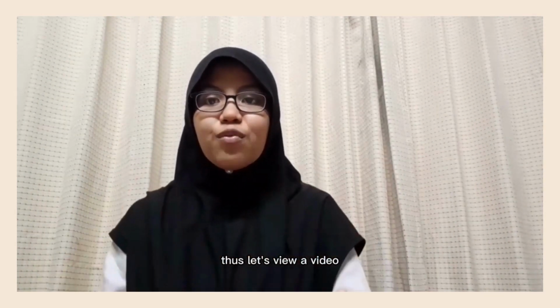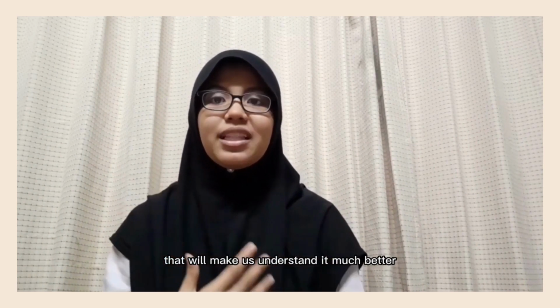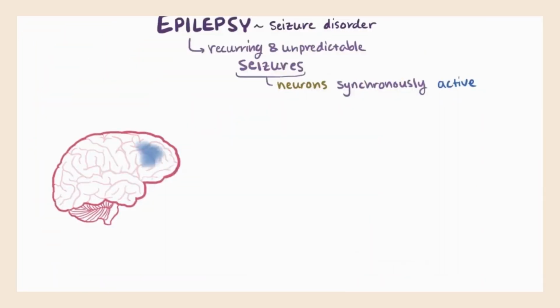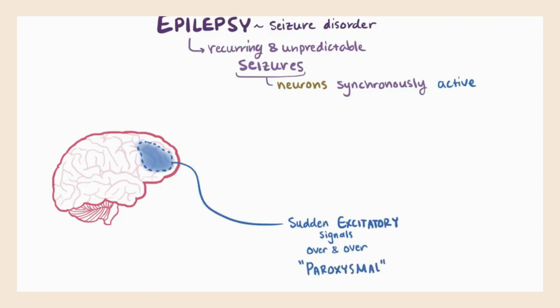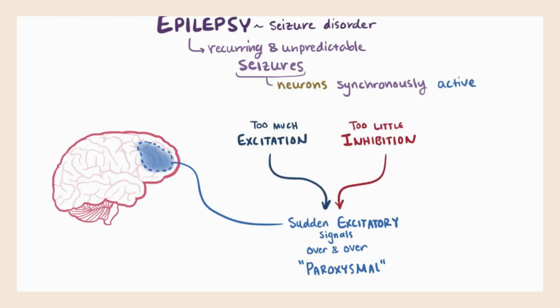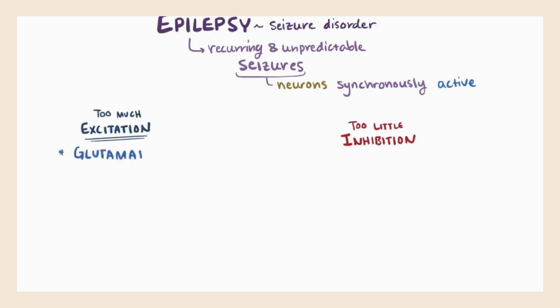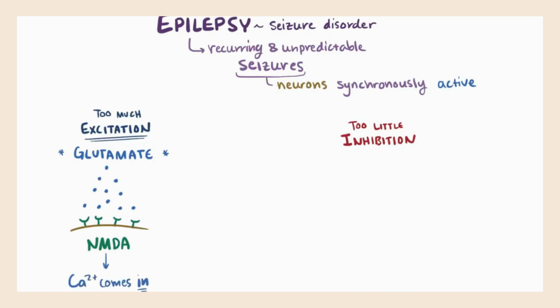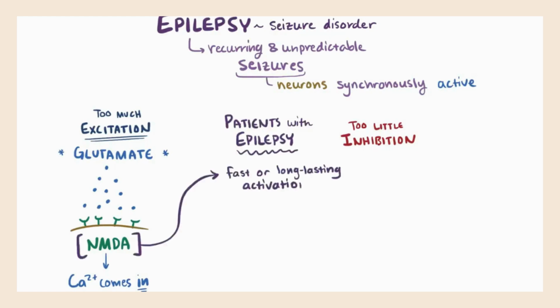Let's view a video that will help us understand it much better. During a seizure, clusters of neurons in the brain become temporarily impaired and start sending out a ton of excitatory signals over and over again. These are sometimes said to be paroxysmal. These paroxysmal electrical discharges are thought to happen due to either too much excitation or too little inhibition, which are kind of two sides of the same coin, right? The main excitatory neurotransmitter in the brain is glutamate, and NMDA is the primary receptor that responds to glutamate by opening ion channels that let calcium in, a positive ion that tells the cell to send signals. Some patients with epilepsy seem to have fast or long-lasting activation of these receptors.